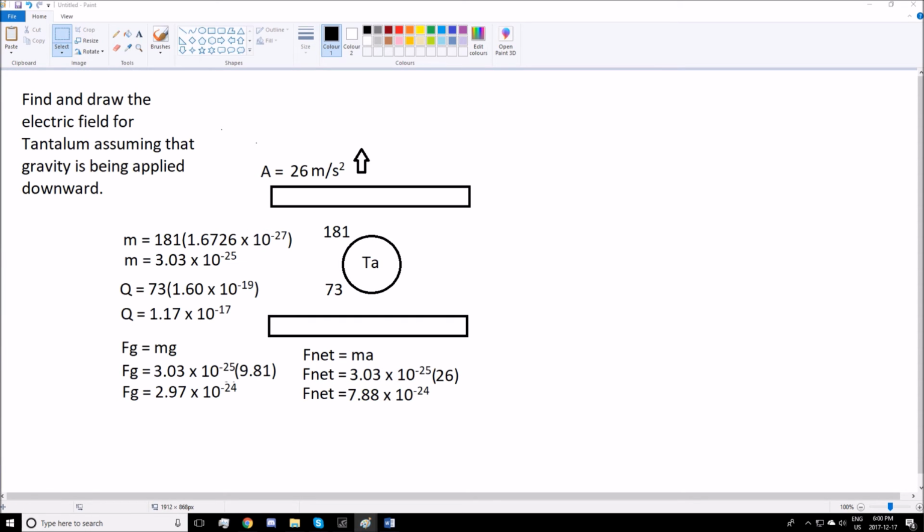Once you solve for your F net, then what you're going to want to calculate is your force of your field. Now you can calculate that by adding the force of gravity with the net force to get the total force. Plugging in the numbers, it should look something like this. And then solving it out would look something like this.